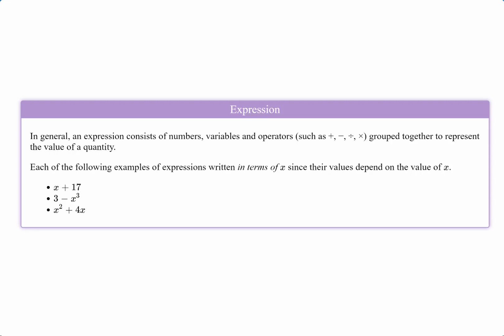In general, an expression consists of numbers, variables, and operators grouped together to represent the value of a quantity. So basically, we take variables and numbers and operators from other quantities and use them to create expressions that represent the values of new quantities. So for example, each of the following expressions is written in terms of x since their value depends on the value of x. So x plus 17, or 3 minus x cubed, or x squared plus 4x, those are all expressions in terms of x that might represent the value of a new quantity.